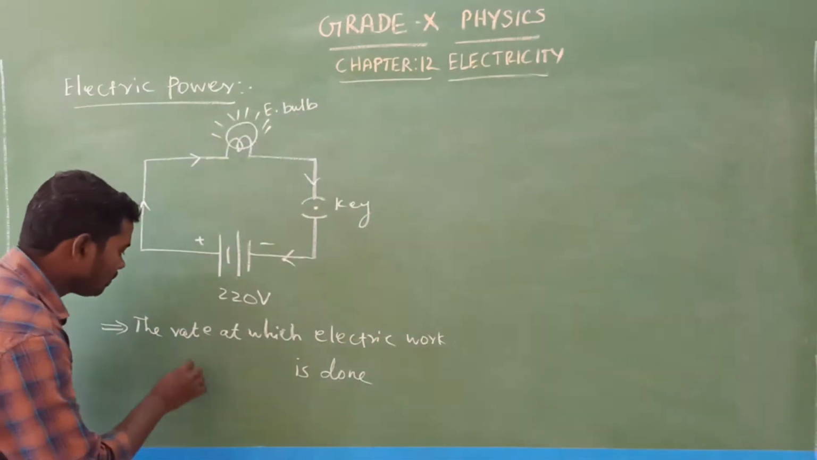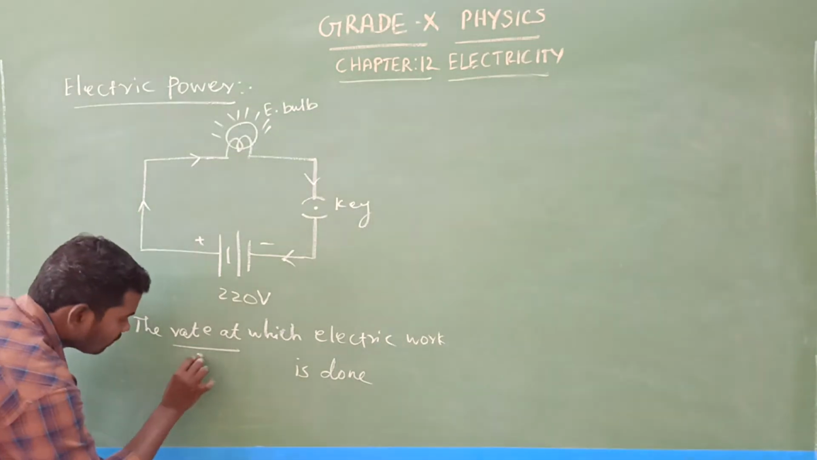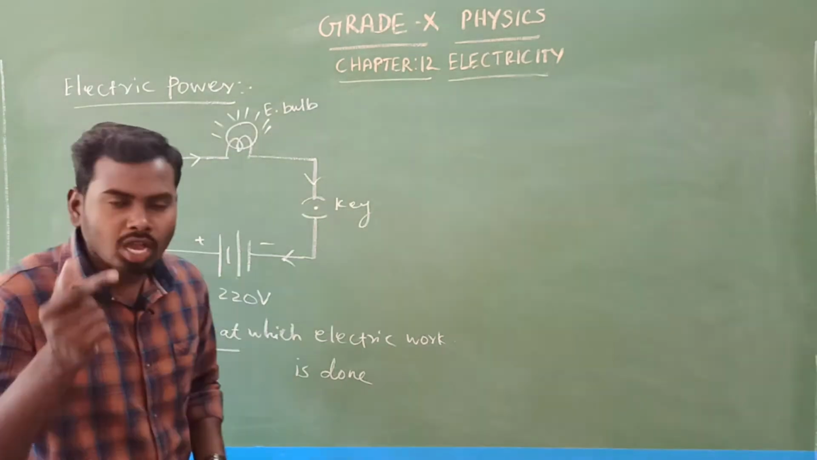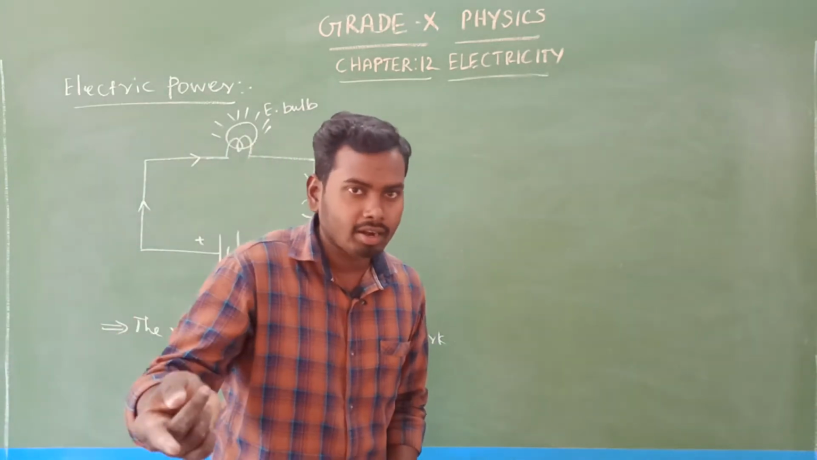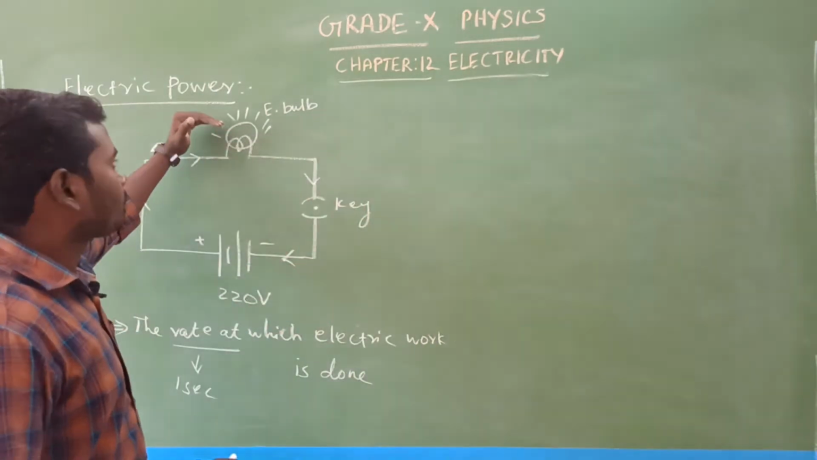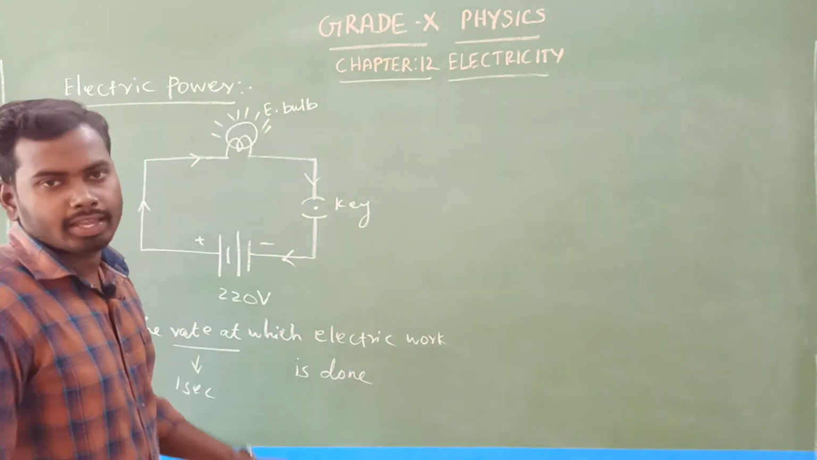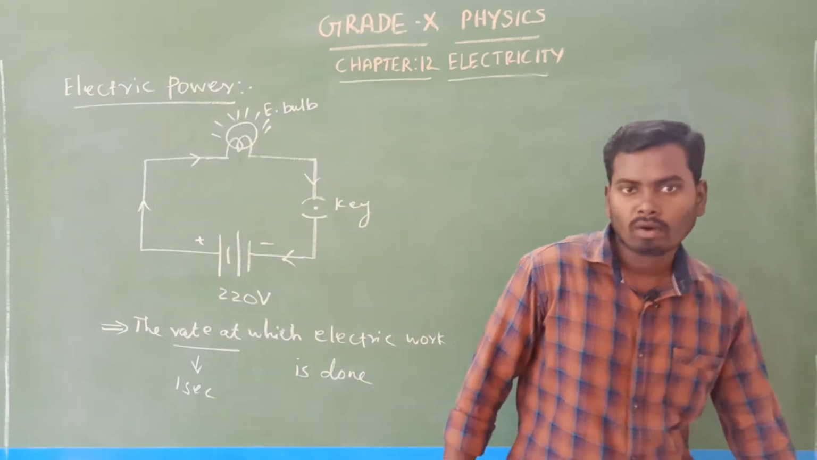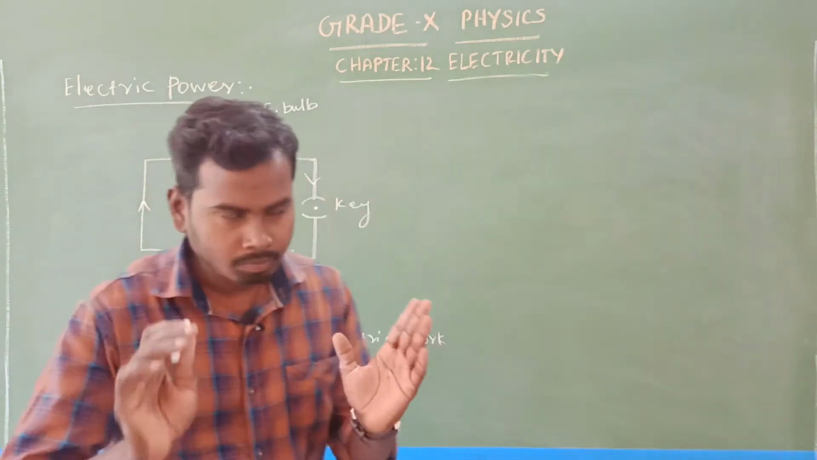Already we know the meaning of the word rate. Rate means nothing but per second. So per second how much electric work is done, that is called electric power. Don't get confused, it's very easy. Is it clear, students? Very easy, don't panic. So what is electric power, sir?